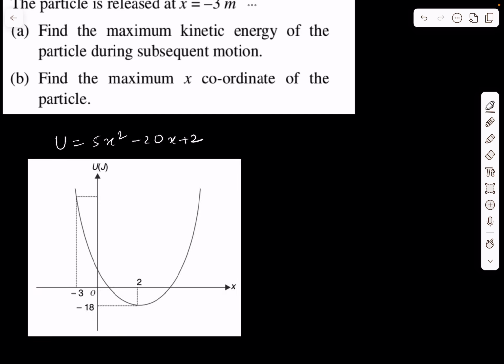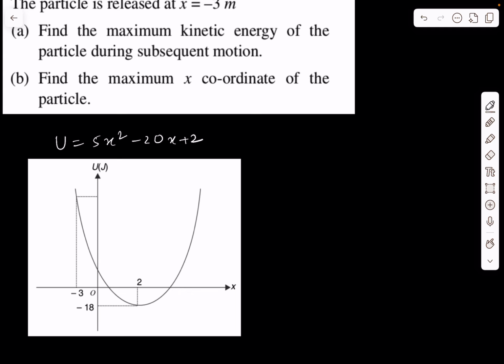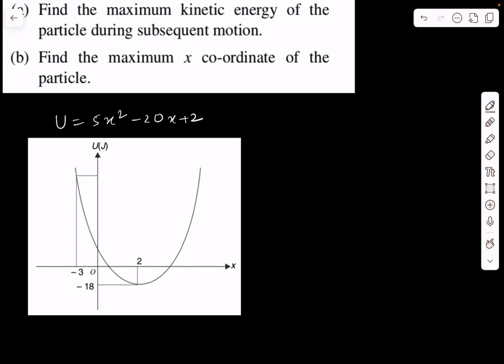So this is the variation of U with x, and there will be a minimum observed somewhere at x equal to 2. It is already given in the plot. We will actually calculate that.